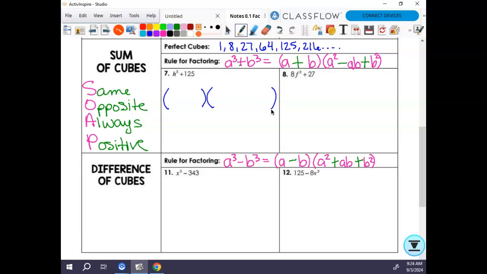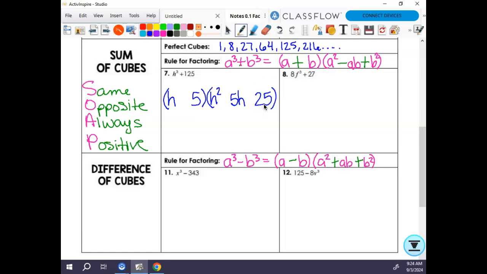The cube root of h cubed is h. The cube root of 125 is what? 5. Okay? So h and 5. Yes? Then I square h, and I get h squared. Then I multiply those two together, and I get 5h. And then I square 5 and get 25.